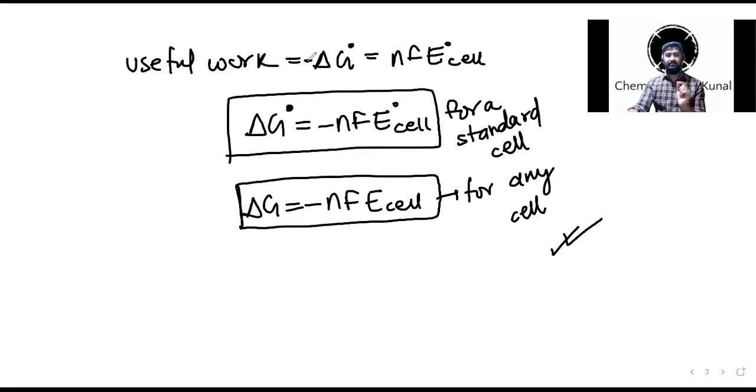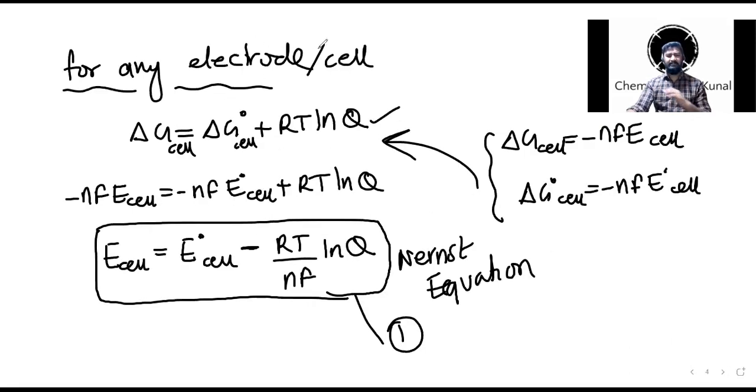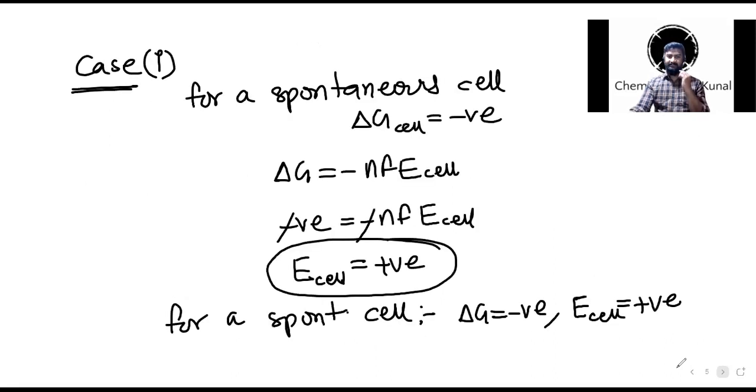Now since the process is spontaneous, it becomes negative. So delta G naught is equal to minus nF E naught cell, the formula for a standard cell. This is for any cell. And then we studied that for any electrode or cell, we can write this thing. From here, I got this formula, which is nothing but the Nernst equation. So we derived the Nernst equation basically indirectly. And then I told you that there is a possibility of 3 cases.